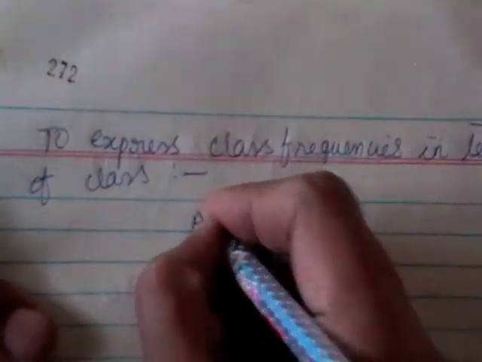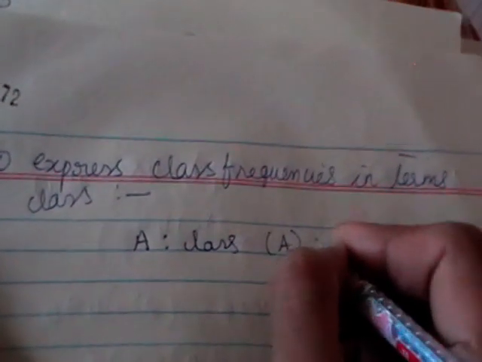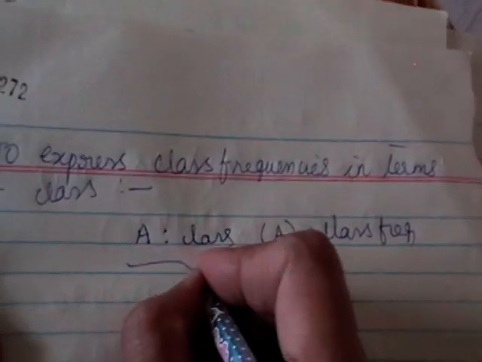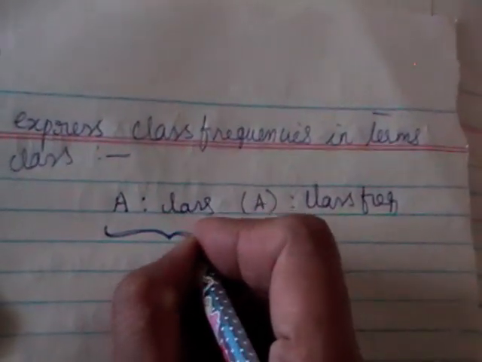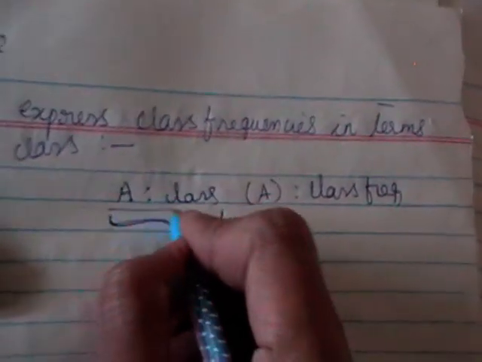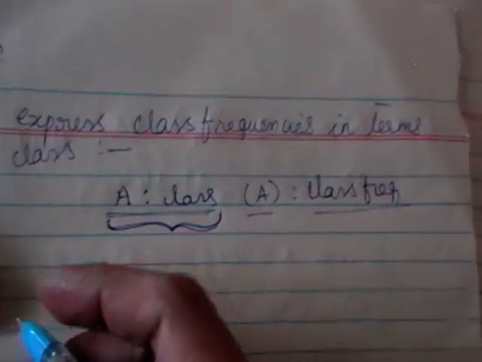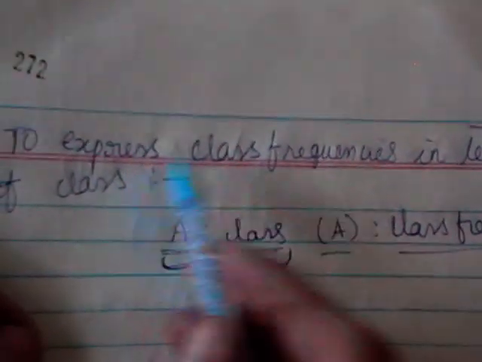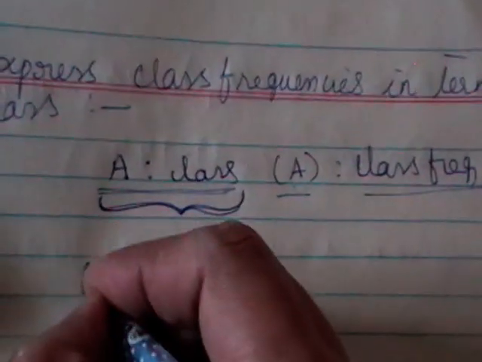We know that this without brackets indicates class, and within brackets indicates its frequency. Yesterday, some of the students made notation mistakes; try to rectify them. A stands for class. Bracket A stands for class frequency. Now we are going to express the relation between the two, class and class frequency, one in terms of the other.